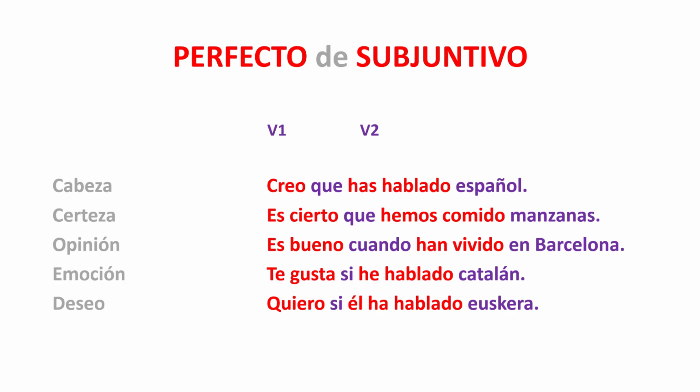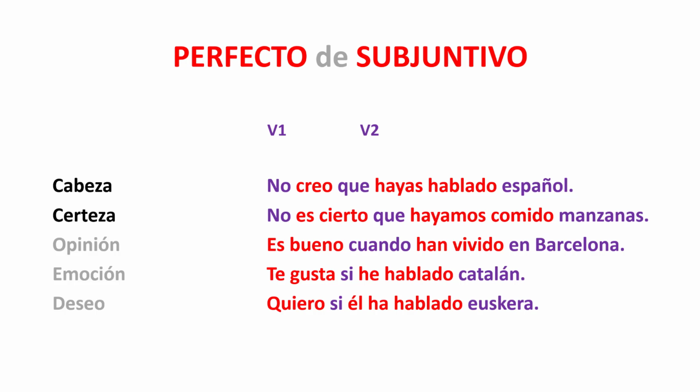Looking again at these same sentences, let's see what happens when verbs of cabeza and certeza have no in verb 1. I believe that you have spoken Spanish becomes I don't believe that you have spoken Spanish. Notice has goes to hayas when no is in the first verb. It's certain that we have eaten apples becomes no es cierto que hayamos comido manzanas.